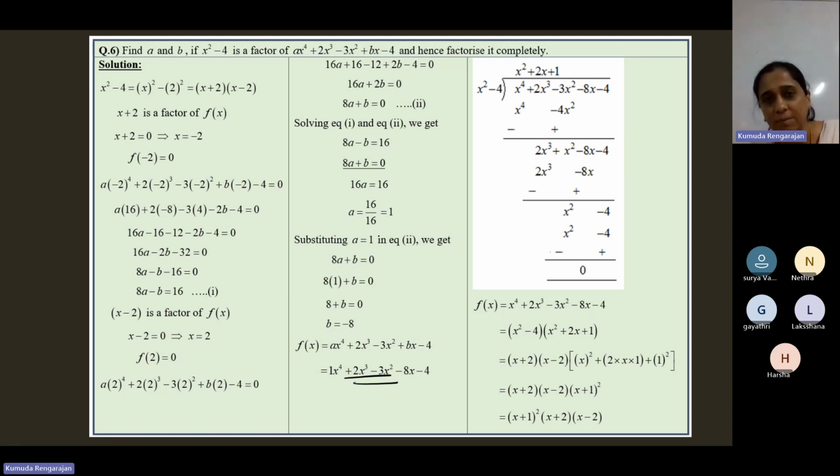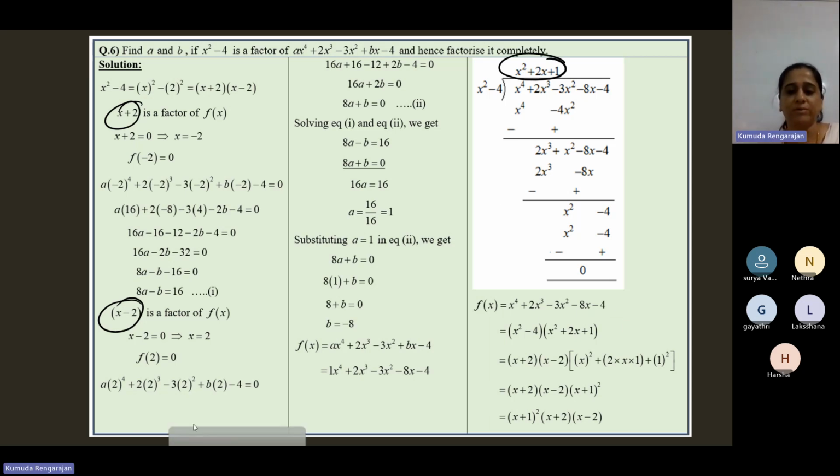And to factorize it completely, that means it's a biquadratic polynomial, right? So how do you factorize it completely? You should find all the four factors. We already have two factors, x plus 2 and x minus 2. We'll have to find the remaining two factors. So perform the long division. You will get a quadratic quotient. The rest of it is familiar. Split the middle term and find the remaining two factors.